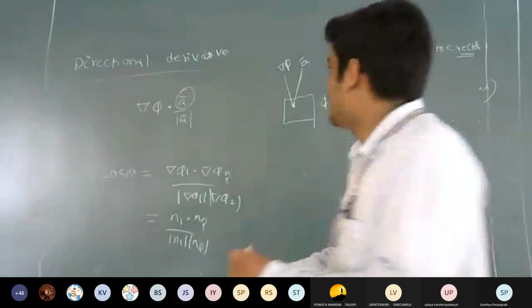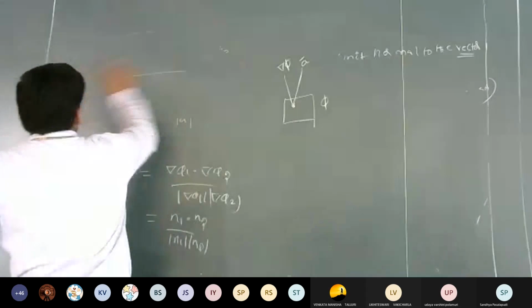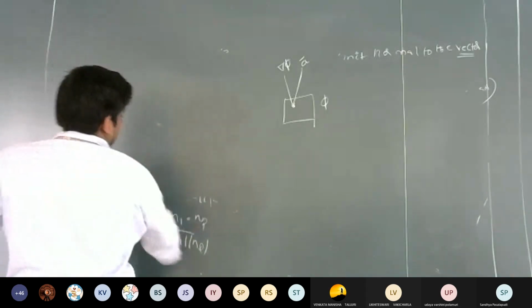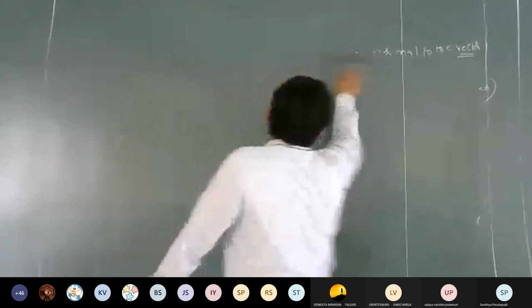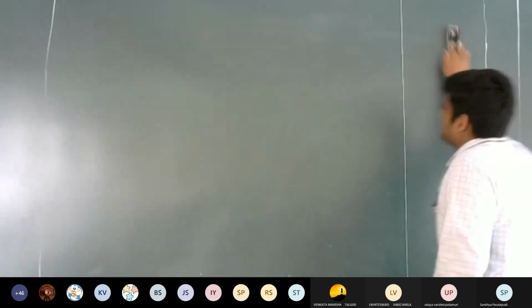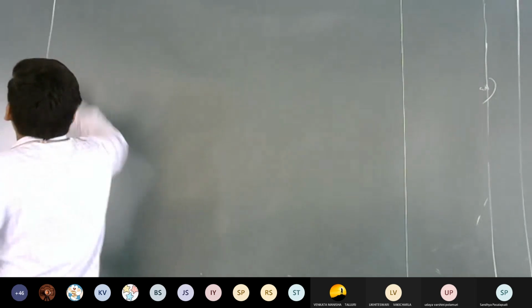Before that, we will start problems related to the gradient. Already we attempted one problem related to the gradient. We will discuss one more problem related to the gradient, which is also very important and very easy. Right? So write down. Start.